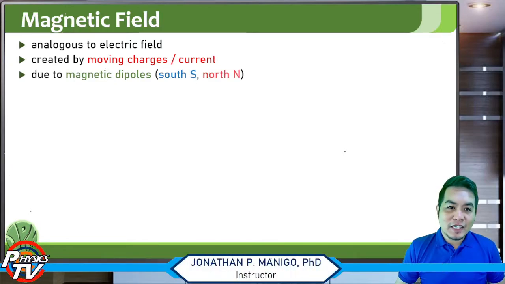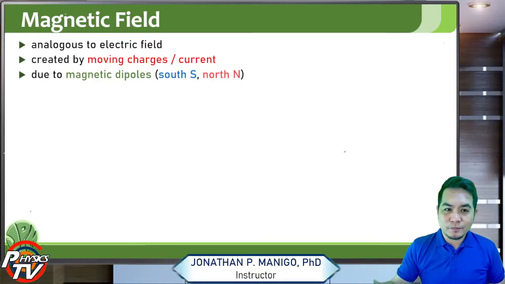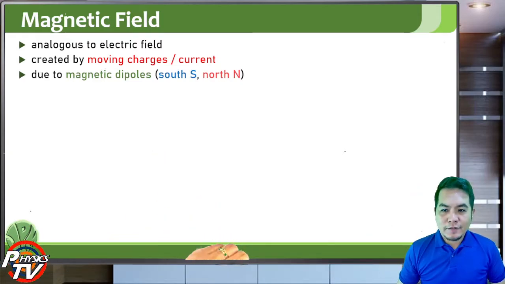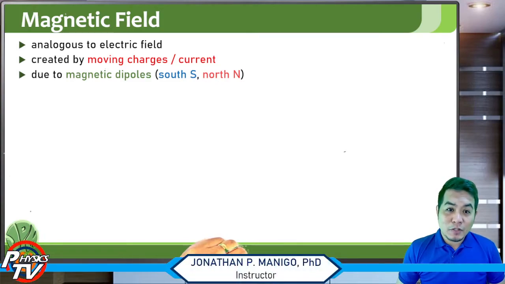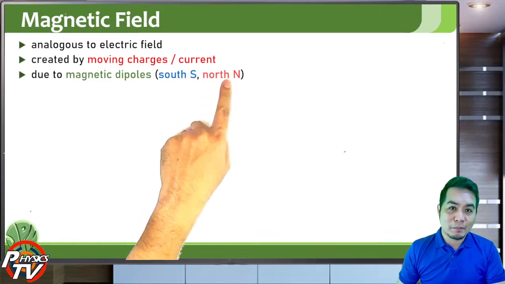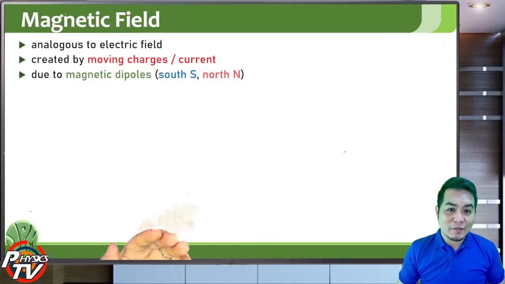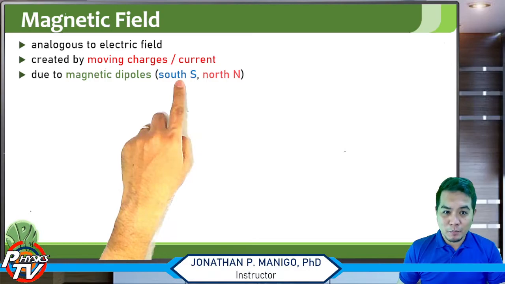Magnetic field is due to magnetic dipoles. In magnetism or magnetostatics, the counterpart or the analog of the positive charge is the north magnetic pole, and the analog of the negative charge is the south magnetic pole.